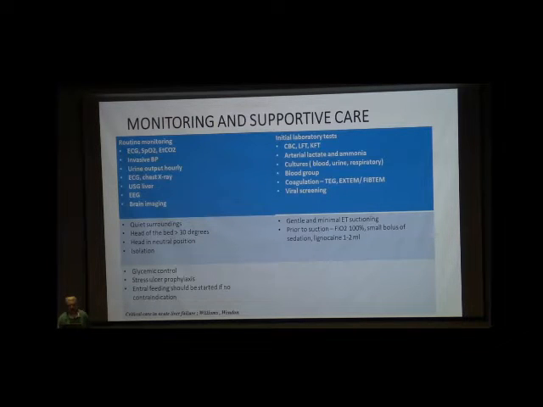Initial lab functions will include the routine complete blood count, liver function test, and kidney function test. Arterial lactate and ammonia should be monitored. Culture should be sent in the form of blood, urine, and respiratory samples. Blood grouping should be done in view of need of transfusion for these patients. A baseline coagulation test should be done in the form of thromboelastography or EXTEM or FIBTEM, and viral screening for the etiologic workup.